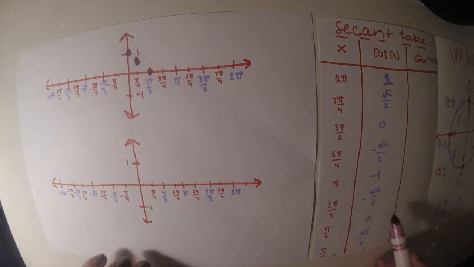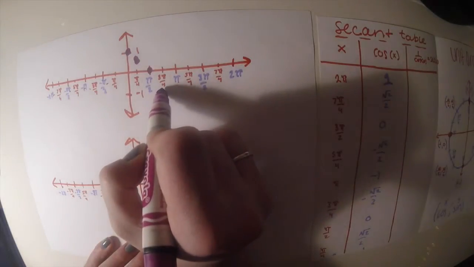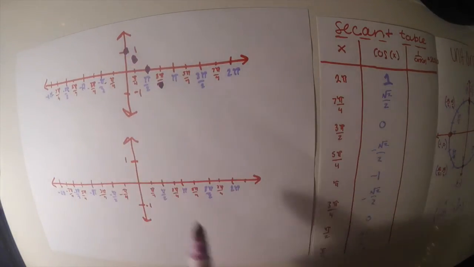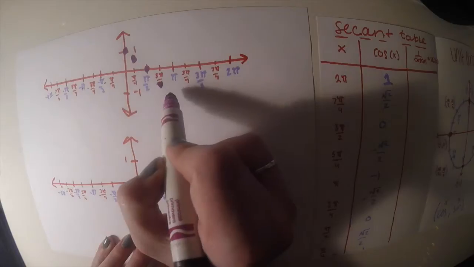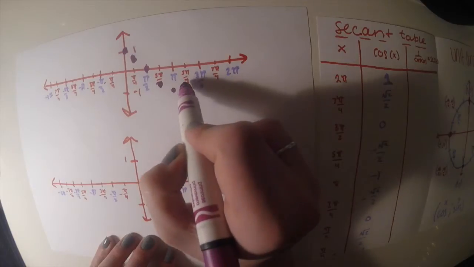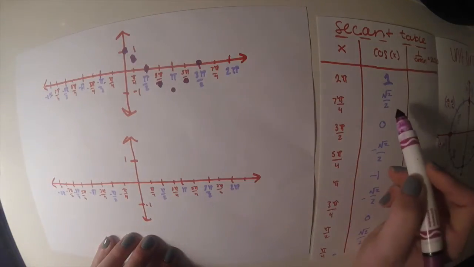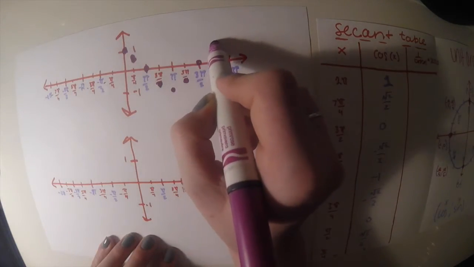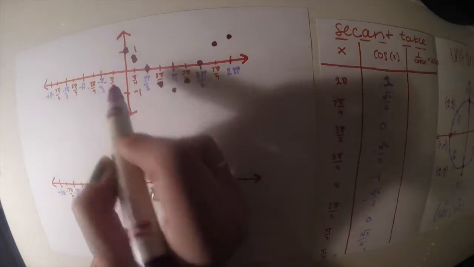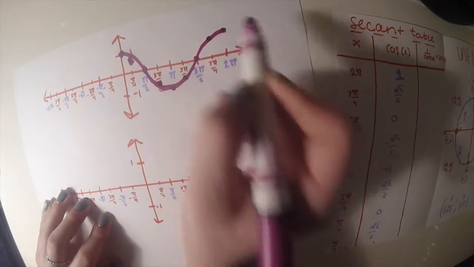3 pi over 4 is x, and negative radical 2 over 2 is y, so it's going to go right here-ish. Then pi is negative 1. 5 pi over 4, y is negative radical 2 over 2. 3 pi over 2 is 0. 7 pi over 4 is radical 2 over 2. And then 2 pi is 1. So we're going to connect those points, and it should come out to a pretty good wave. Just like that.